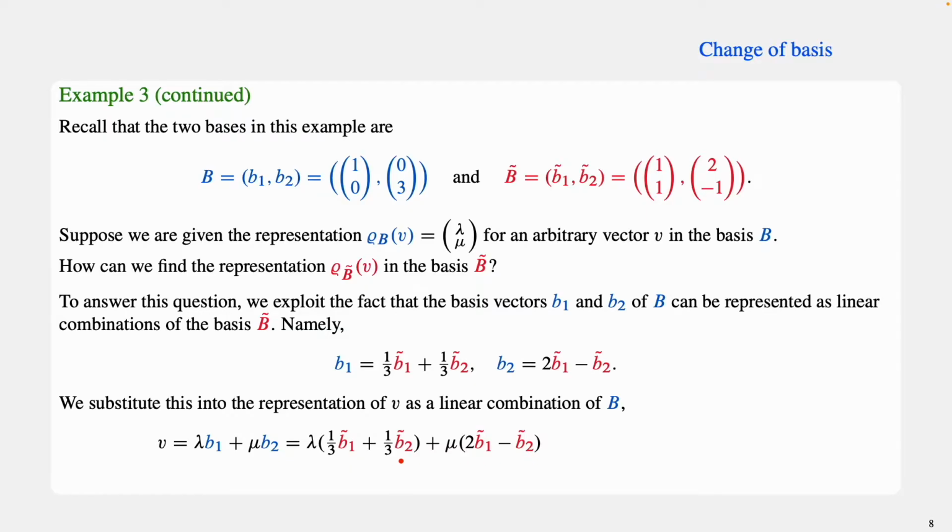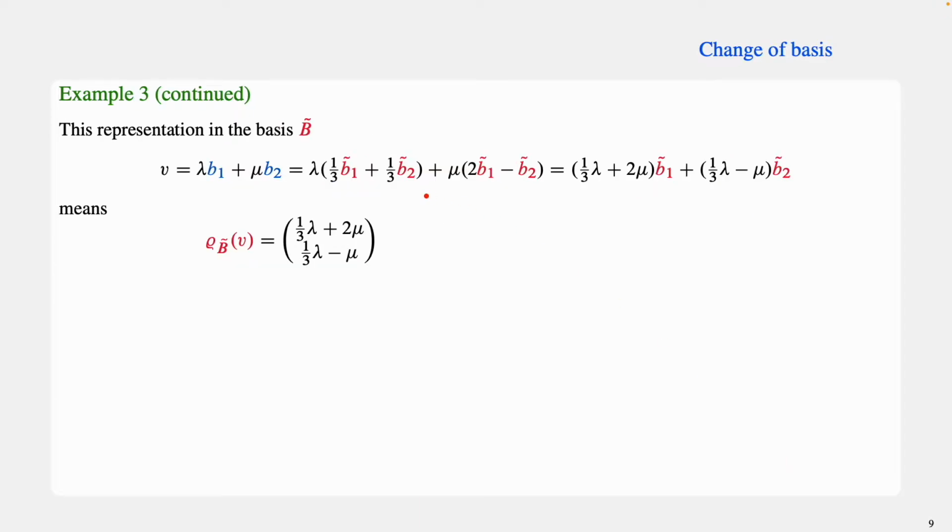And now we can rearrange the terms a little bit. So we have it as a linear combination of b1 tilde and b2 tilde. And what we get is (1/3 lambda plus 2 mu) times b1 tilde plus (1/3 lambda minus mu) times b2 tilde. Okay, so this is what we found. v is this linear combination in the basis b and this linear combination in the basis b tilde, where we used that we could express the b basis in the b tilde basis. So what this means is that rho b tilde of v, the representation of v in the basis b tilde, is the vector which has these two coefficients from the linear combination as its entries.